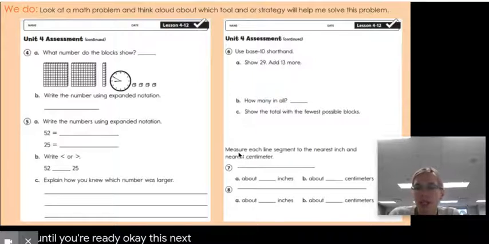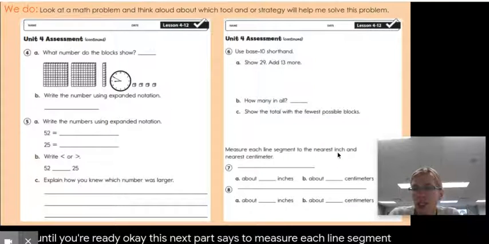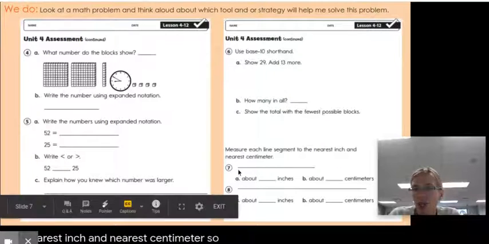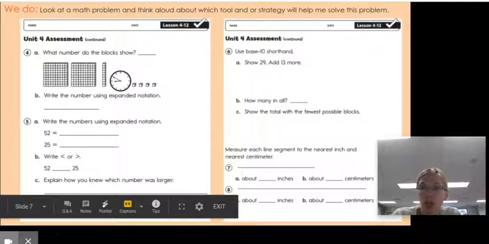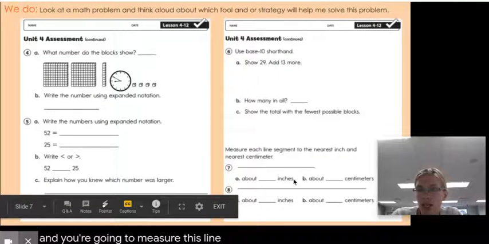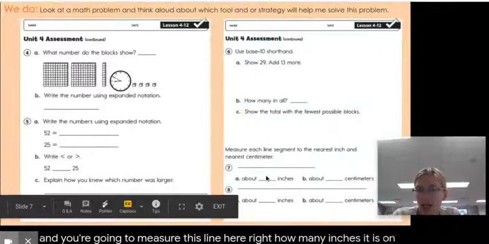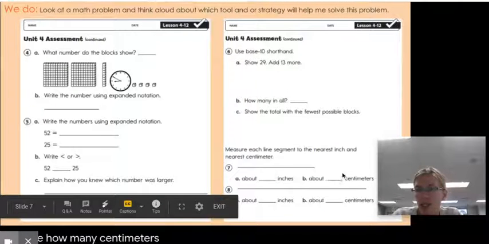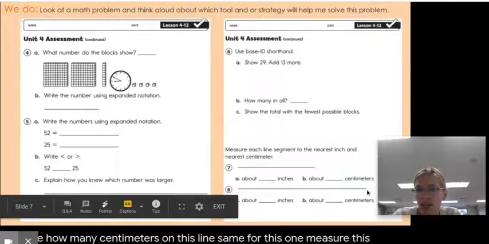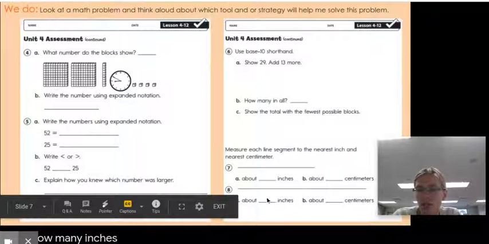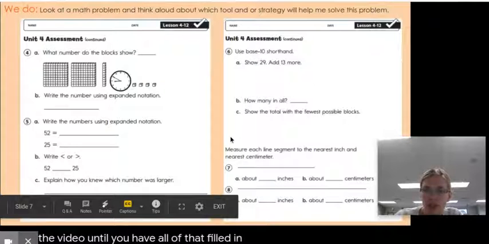Okay, this next part says to measure each line segment to the nearest inch and nearest centimeter. So we're gonna give you a ruler, and you're going to measure this line here, write how many inches it is on this line, how many centimeters on this line. Same for this one, measure this line, write how many inches on the first line, how many centimeters on the second line. Pause the video until you have all of that filled in, please.